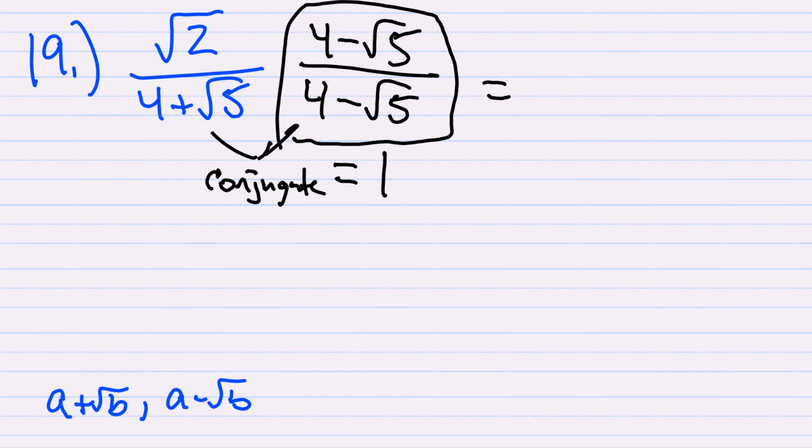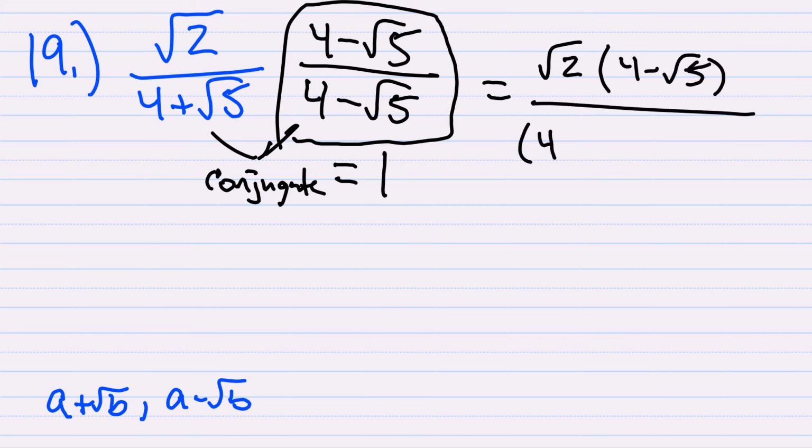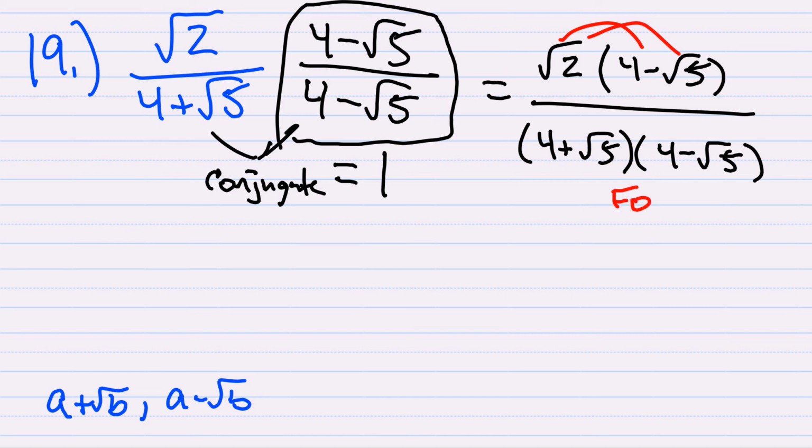So now I can multiply across the top. I have radical 2 times, in parentheses, 4 minus radical 5. The bottom turns into 4 plus radical 5, 4 minus radical 5. I'm going to use the distributive property on the top, and I'm going to FOIL the bottom. So the top, I'm going to distribute. Radical 2 times 4 is 4 radical 2. Radical 2 times negative radical 5 is minus radical 10.